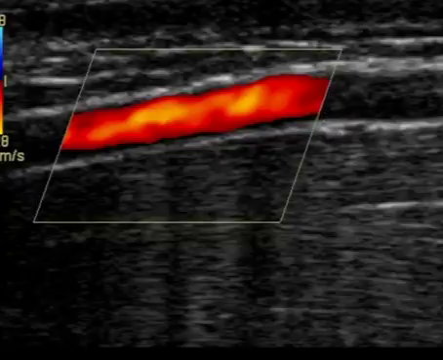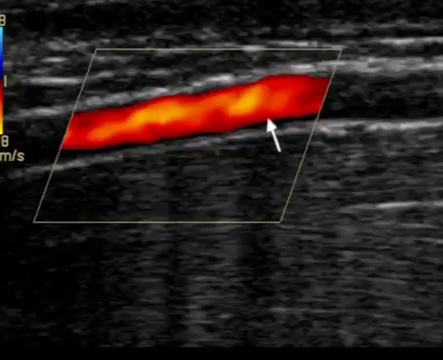We want to pay attention to our settings so that we don't see a lot of color spilling out over into the tissue. We want it just filling, as it's shown here, to the edge of the wall.